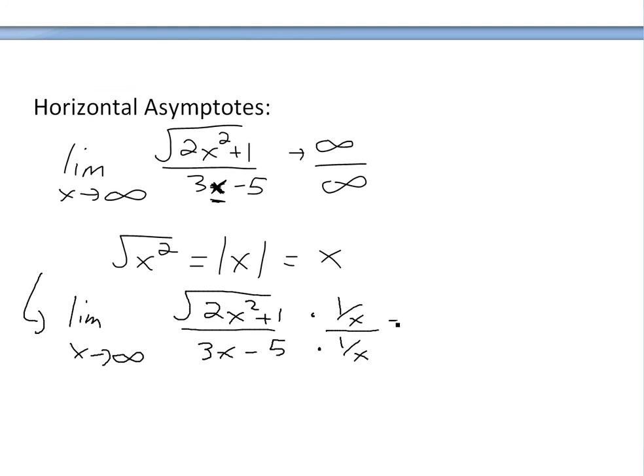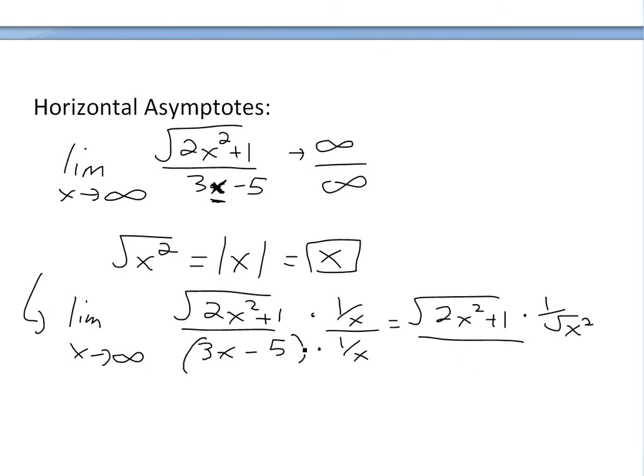And now this part right here, we'll write it as 2x squared plus 1, times 1 divided by square root of x squared, because in this case this x is just equal to the square root of x squared, and we just change the top there. But the bottom, we can just leave it there. Let's just divide it out inside each term. So we're going to get 3x over x minus 5 over x.